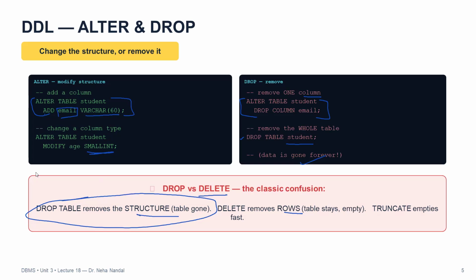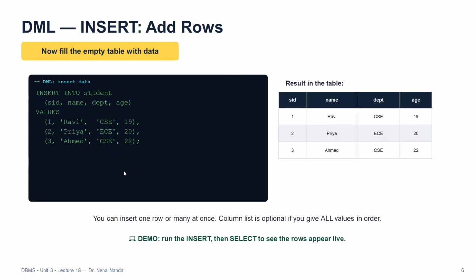So let's move further and understand the next one, DML commands. Now we want to insert some data into the table created. So what will happen in this one? We will work on INSERT INTO table name. That is our command. INSERT INTO, you have to give for sure. Then you have to give the table name, and then its attributes: SID, name, department, and age. Then you have to give the values. Together we are adding three rows.